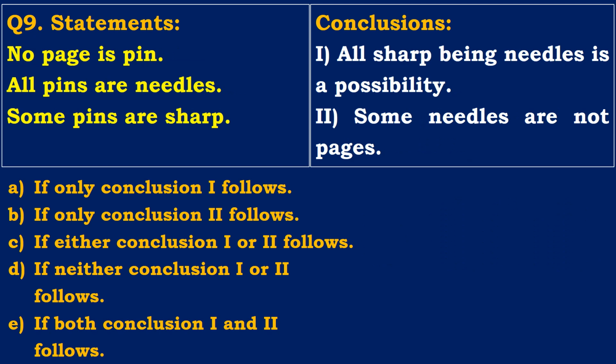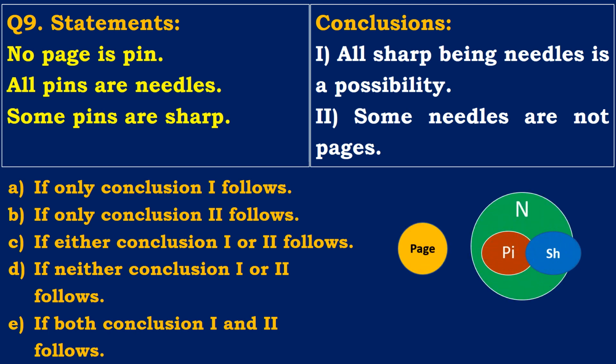Challenge 9. No page is pin. All pins are needles. Some pins are sharp. Conclusions: All sharp being needles is a possibility. Some needles are not pages. According to trick 2, conclusion 1 is correct. Conclusion 2 is also correct, because there is no relation between needles and pages. As a result, both conclusions follow the statement. Hence, option E is the correct answer.